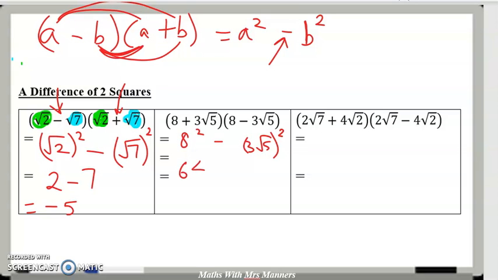So 8 squared is 64, and when I square a surd, I can square the 3 first, and I can also square the root 5, giving me 5, and then I can tidy a little bit. So take as many lines as you need. As you can see, I'm taking more than are given, and 64 minus 45 is 19.